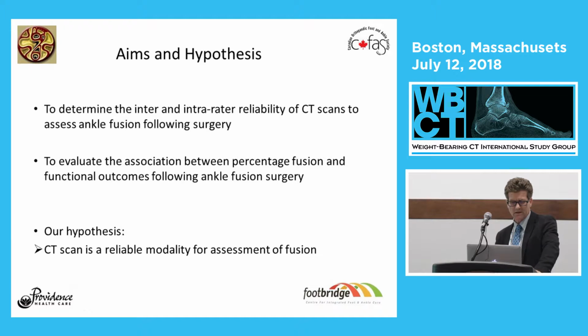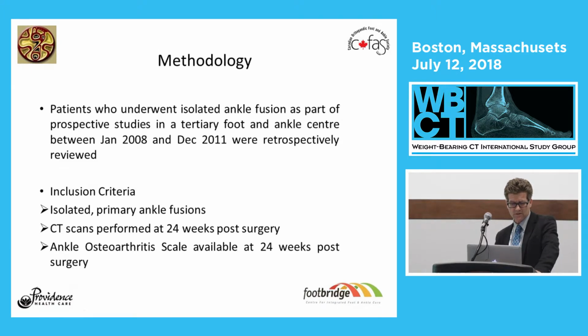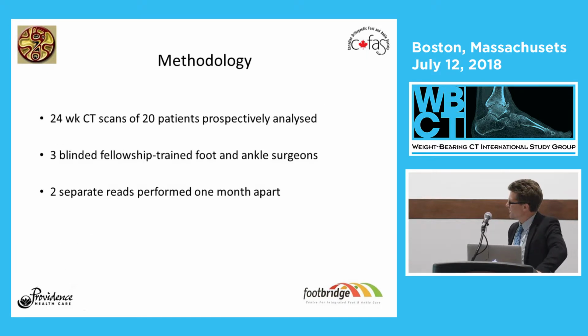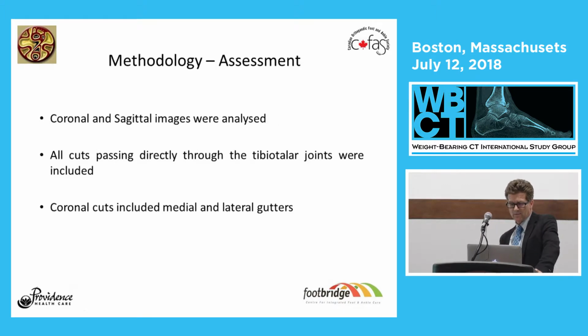So in this particular study, we identified 20 patients that had 24-week scans with outcome scores at the same time, specifically an ankle osteoarthritis scale. So at 24 weeks, we took 3 people. They then had to read these scans, which was a laborious process, and determine the percent fusion. So they went through each individual slice and measured the percent fusion. We looked at the coronal and the sagittal images.